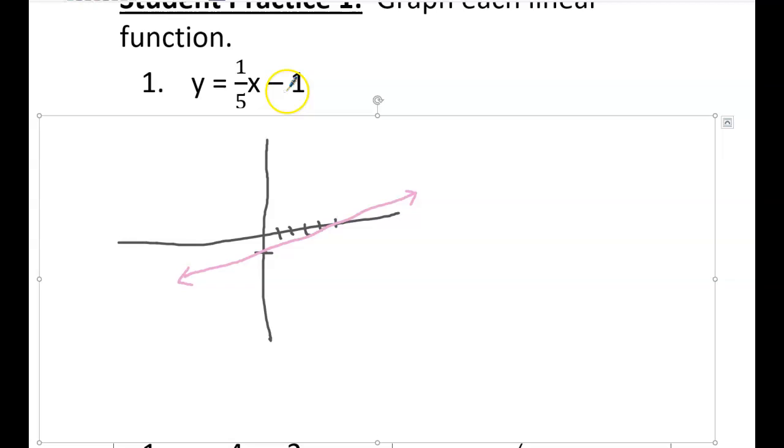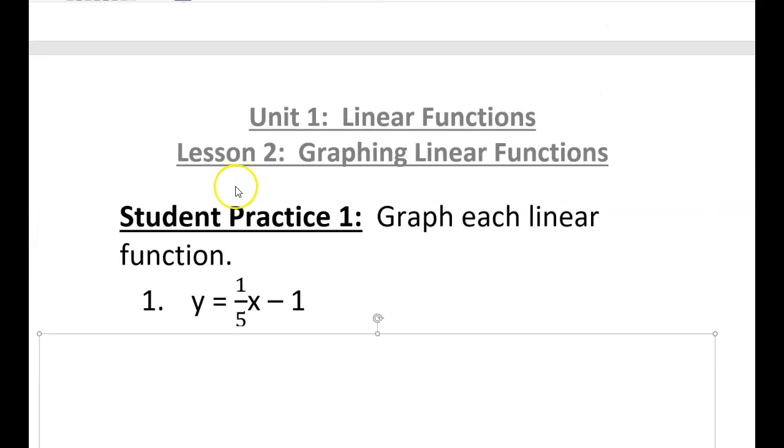Okay, so this is what it should have looked like. Your y-intercept should have been a negative 1. The most common mistake I see students make, or one of the most common mistakes, is instead of starting at negative 1 on the y-axis, sometimes they start at negative 1 on the x-axis. That's wrong. You know, start on the y-axis, right? And then my rise is 1, and my run is 5. So I'm going to go up 1 space and then over 5 spaces. And that puts me at my next dot, and then we connect those dots. Okay? So that is the basic idea of how to graph a linear function.